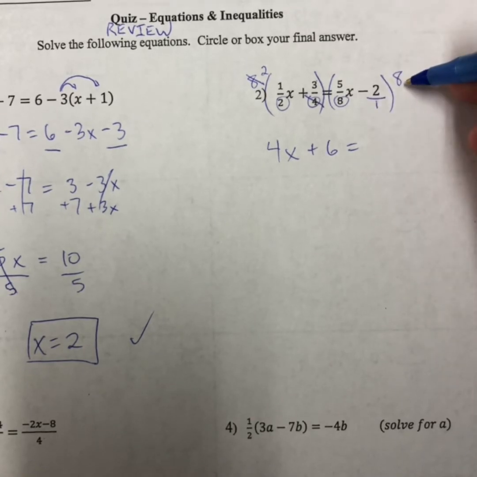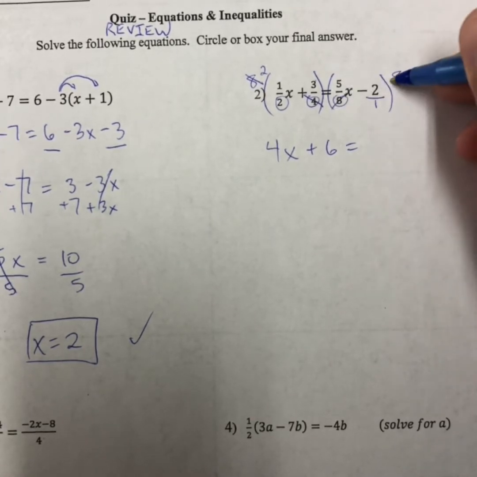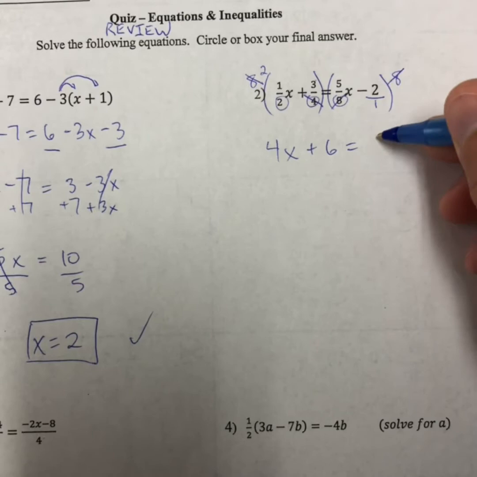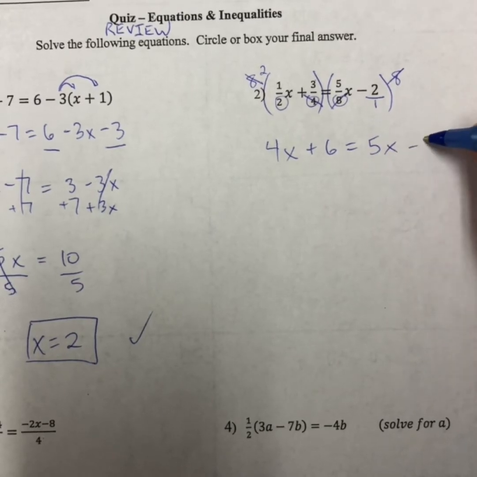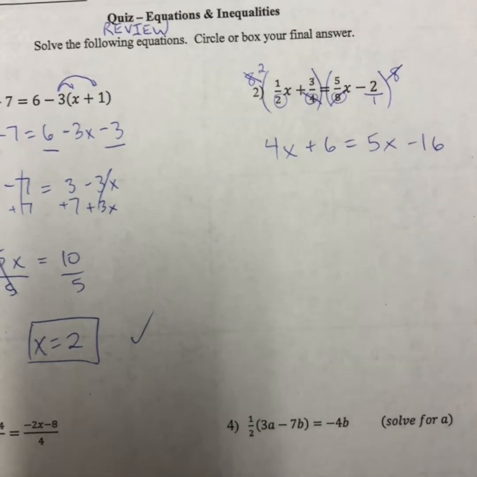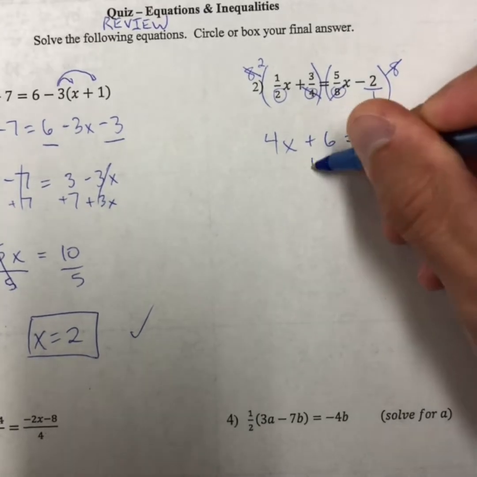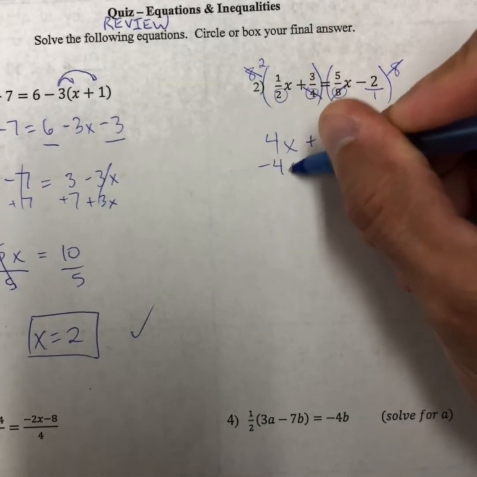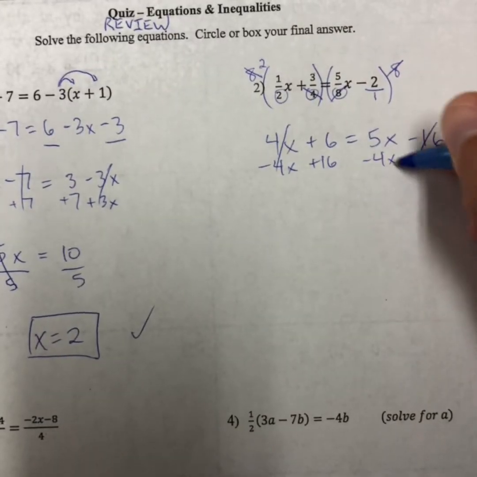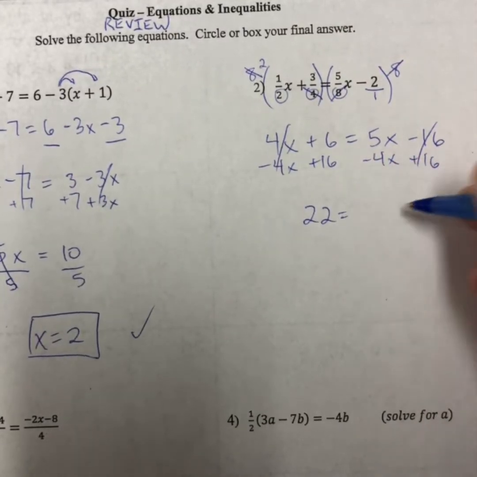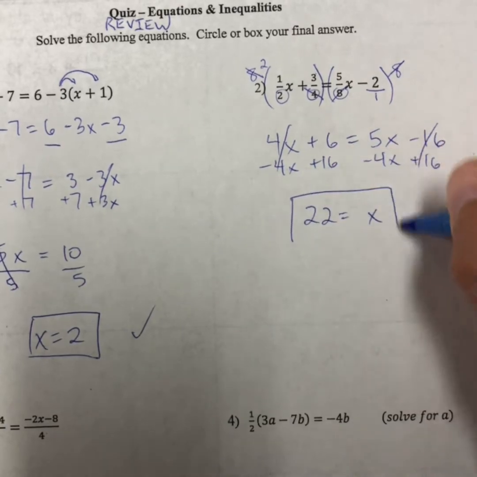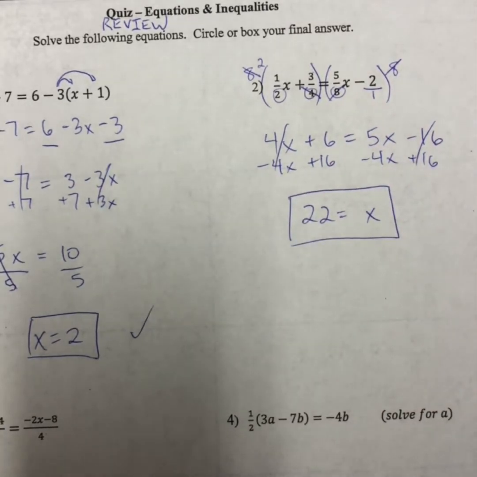And here we go on the right-hand side. 8 goes into 8 one time, so it cancels out. We're just left with the 5x minus 16. From here, we can rock and roll. Let's add 16 in this case and subtract 4x. And that's going to get us 22 equals x. We are done. x equals 22, all right?